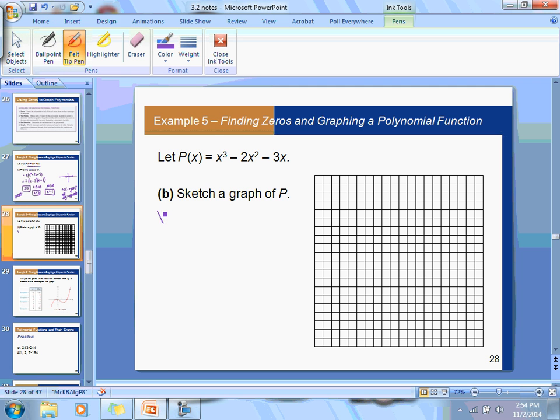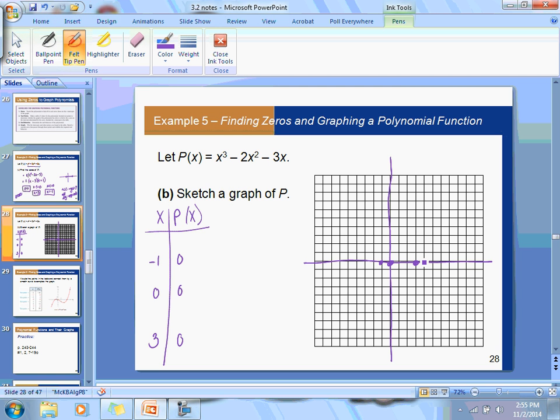Now, when I'm making my table of values, I can go right to my graphing calculator and find some values. I want to make sure, though, that I have negative 1 and 0 and 3 on my table of values because those were my x-intercepts, where the graph is going to cross the x-axis. So I'm going to have 0, 0, and 0 for those values. Again, I can plot those on my graph: negative 1, 0, 0, 0, and 3, 0.